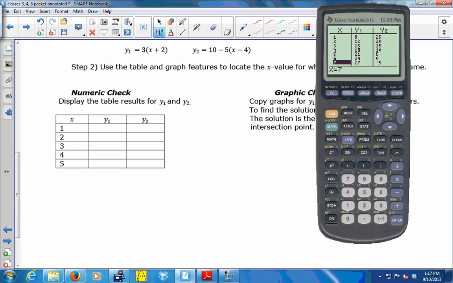So if we type in 1, 2, 3, 4, 5, we have 9, 12, 15, 18, 21, and y2 gives me 25, 20, 15, 10, 5. And we say, oh, okay, look, right here, when x equals 3, the left side and the right side of the equation give the same value. Okay, so 3 is a solution.